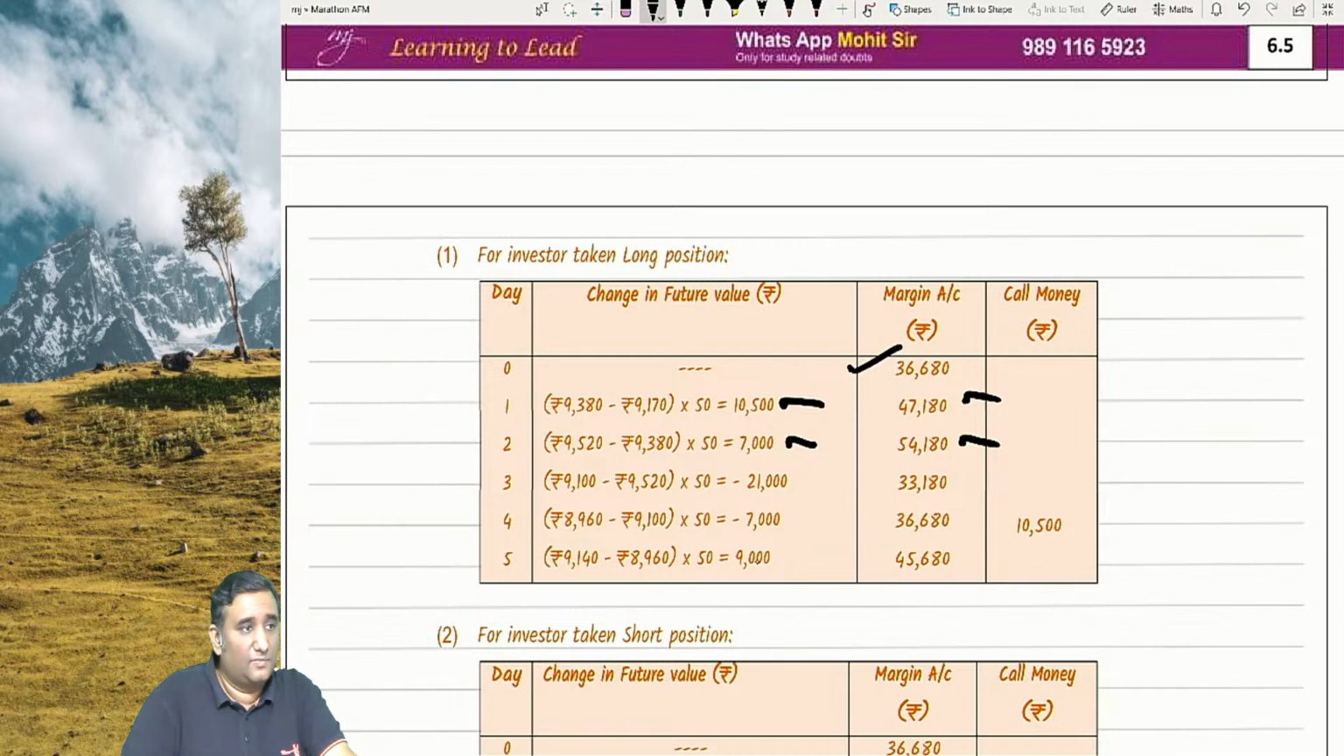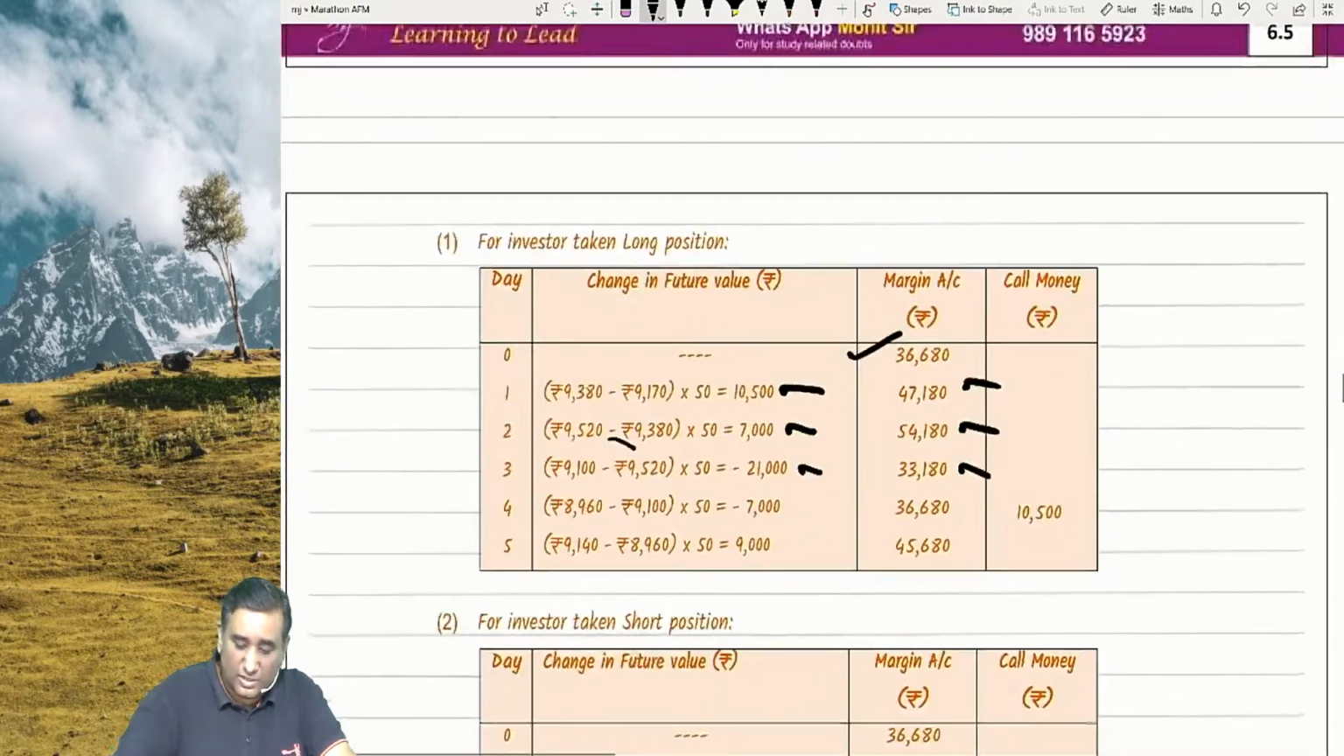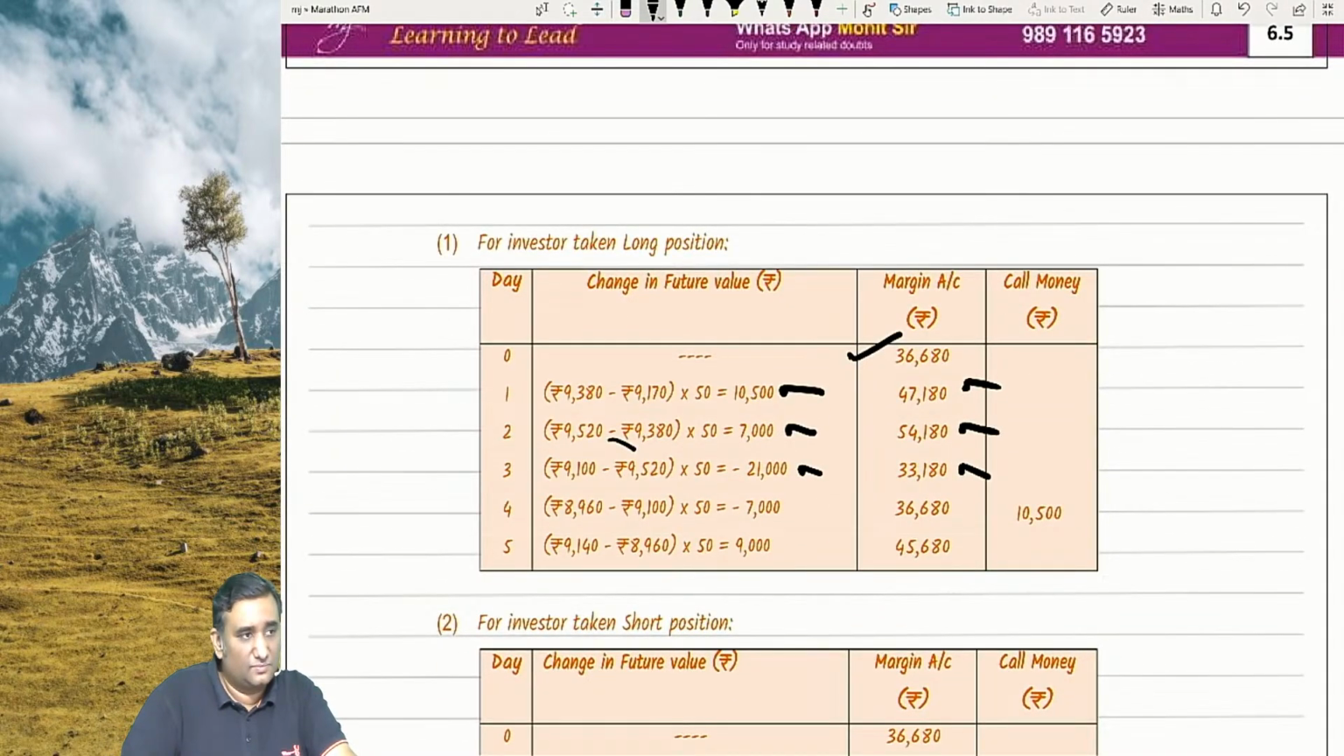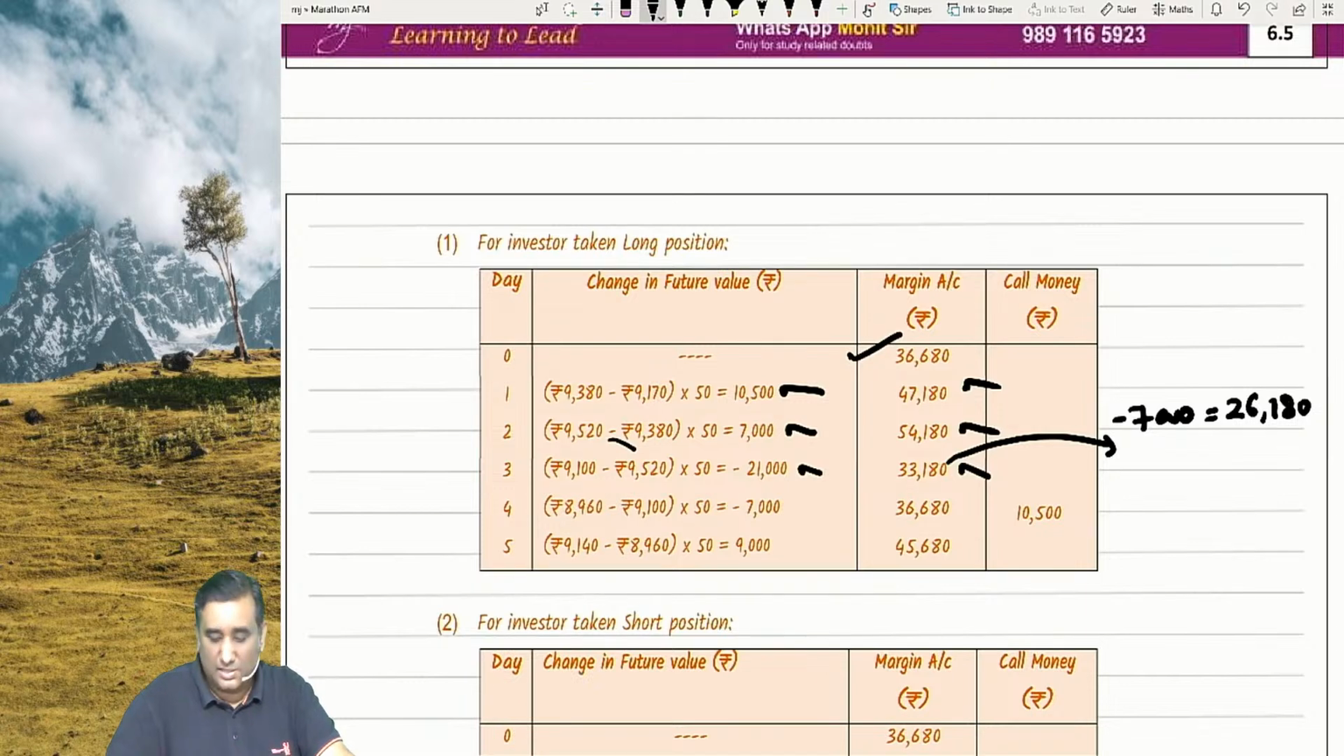Fallen. 9,100 from 9,520, that is 9,150, 21,000. Your maintenance is not hit, right? No, no. Maintenance is not hit. Maintenance is 27,510. Next day again loss. How much loss? 7,000. Actually, if you minus 7,000, your balance should have been 26,180. Is the maintenance hit now? Yes. And that he has not shown. Actually, the problem is they show the answer directly.